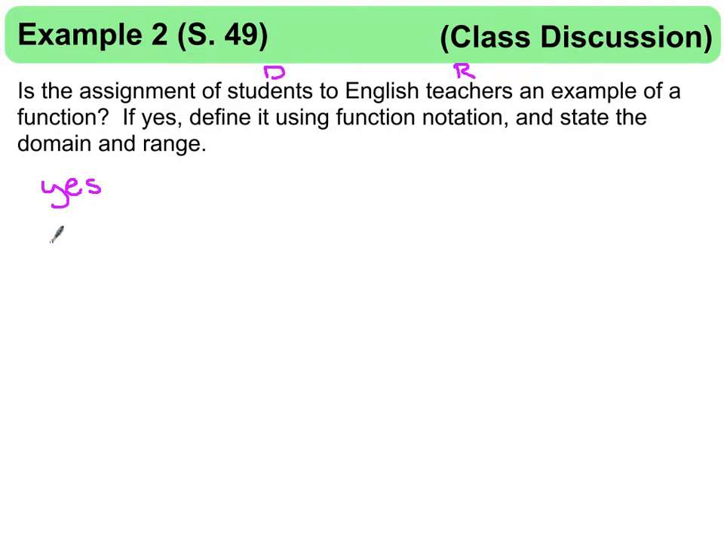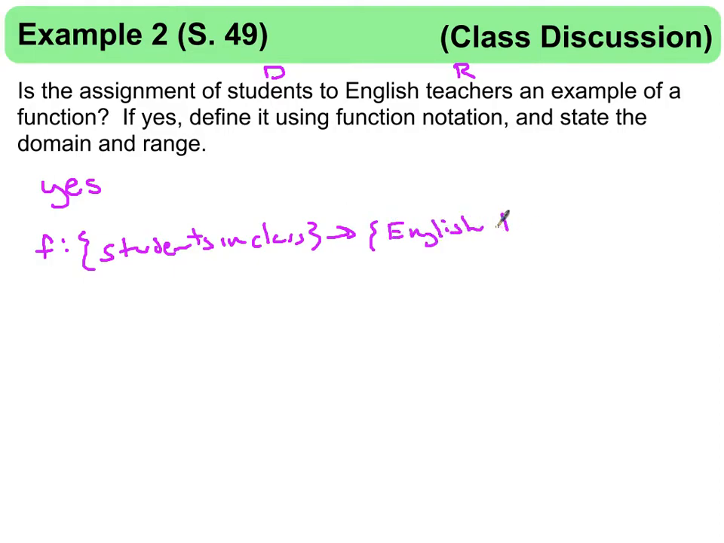So if we want to write it in function notation, what are we defining as our domain? That would be the students in class. And that's assigned to an English teacher. They want us to state the domain and the range, so here's our domain. I'll just draw an arrow to it. Right here is our domain, and right here is our range.